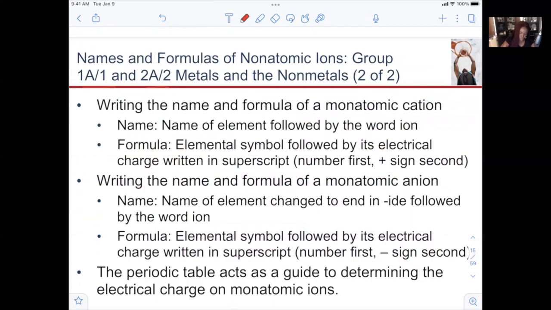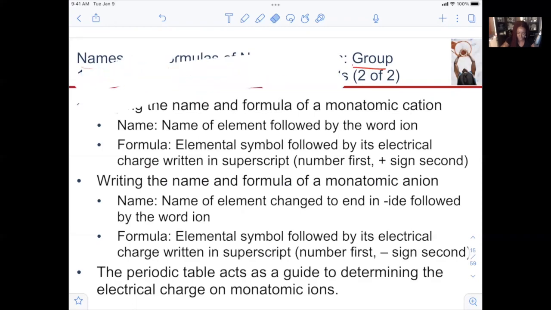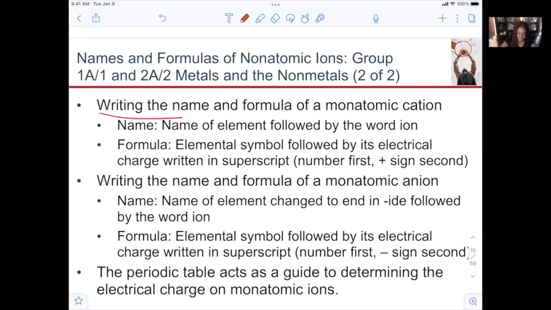Anyway, when we are writing the name and the formulas of monoatomic ions, looking at group 1A or 2A, so these are ions. We already did that part, right? The first part talking about the metals. We're now looking at actually the format of writing the name. So it says here, writing, let me do this over again. Writing the name and formula of a monoatomic cation, we just went over that. It says right here, name of element followed by the word ion. Just like I said, right? When you have a monoatomic ion, just name the element followed by the word ion.